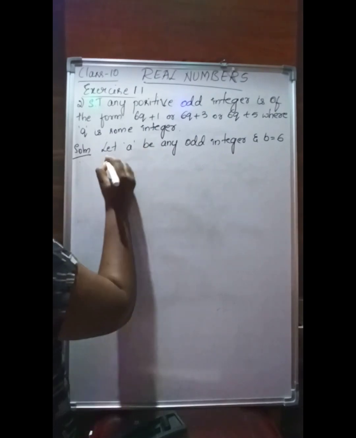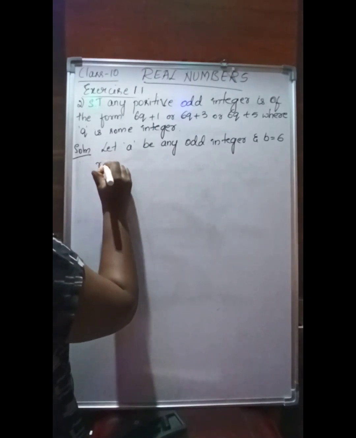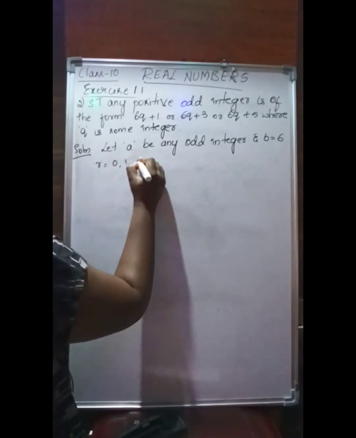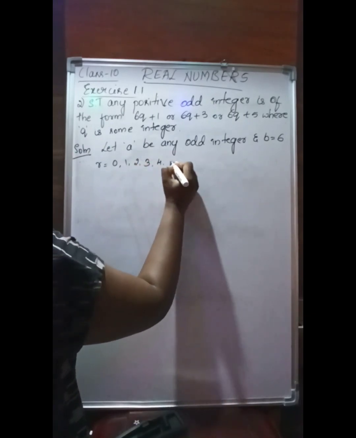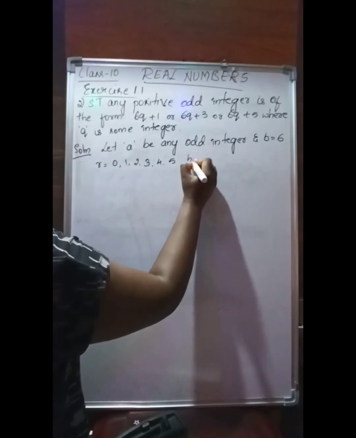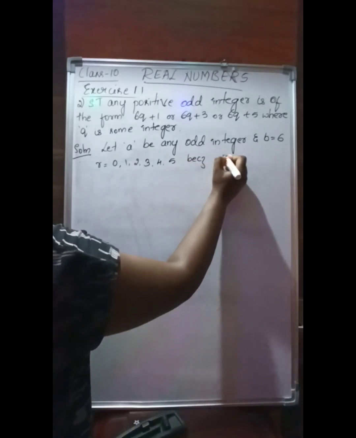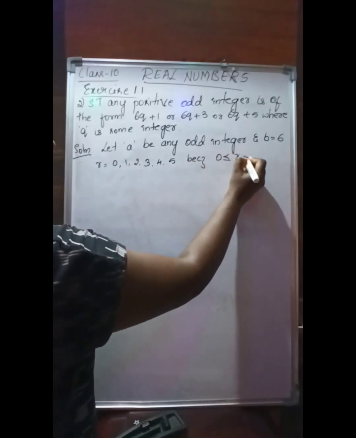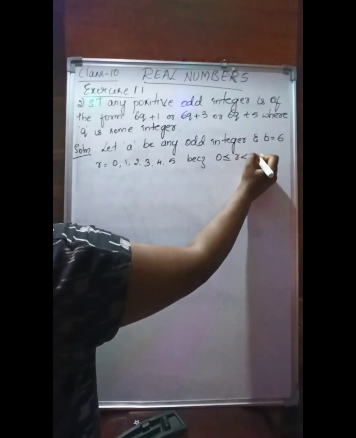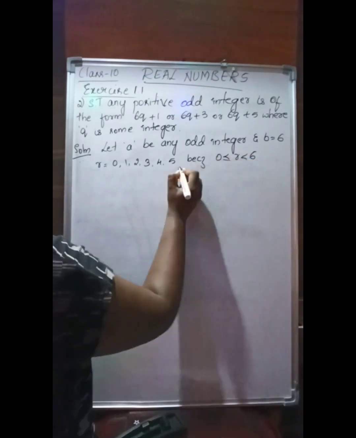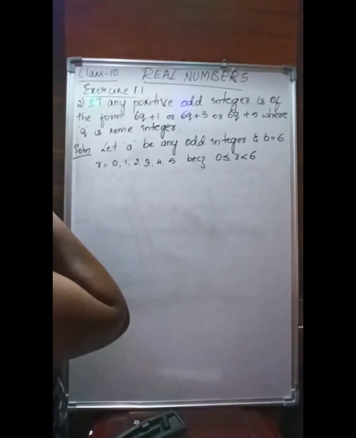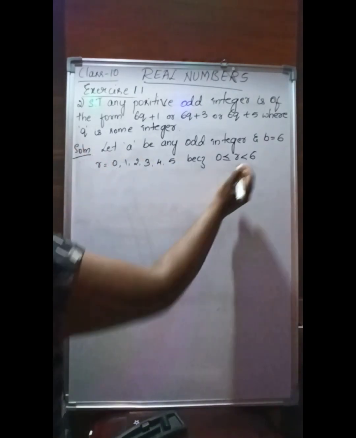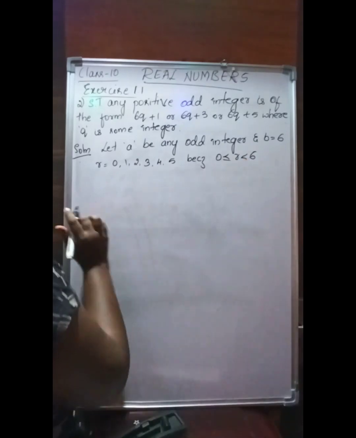So if B equals 6, R can take the value of 0, 1, 2, 3, 4, 5 because R is greater than or equal to 0 and less than 6, not equal to 6. That's why we consider only the values till 5. Always the R value should be less than 6, not equal to 6.